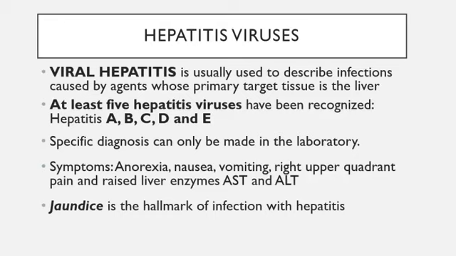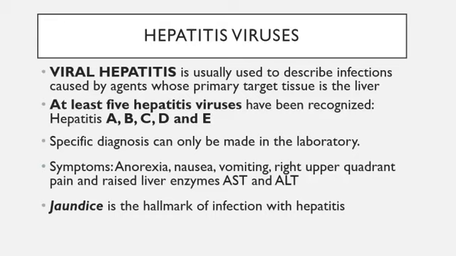Next, we're going to talk about our hepatitis viruses. Hepatitis viruses are usually used to describe infections caused by agents that primarily target tissue in the liver. At least 5 different hepatitis viruses have been recognized: A, B, C, D, and E. Specific diagnosis can only be made in the laboratory. Symptoms include anorexia, nausea, vomiting, right upper quadrant pain, and raised liver enzymes such as AST and ALT. And the hallmark of a hepatitis infection is jaundice, or the yellowing of the skin.